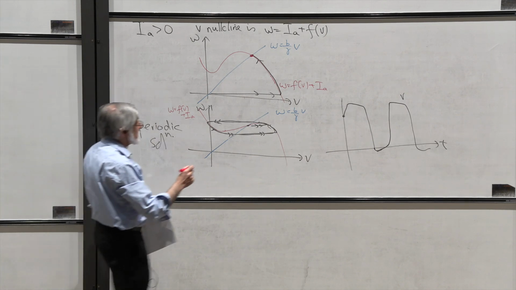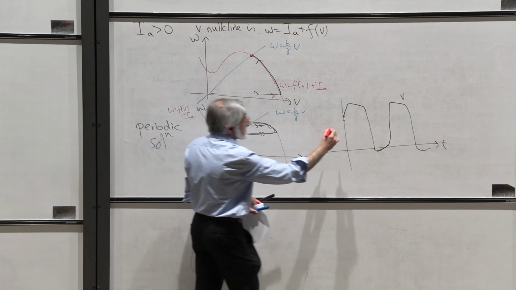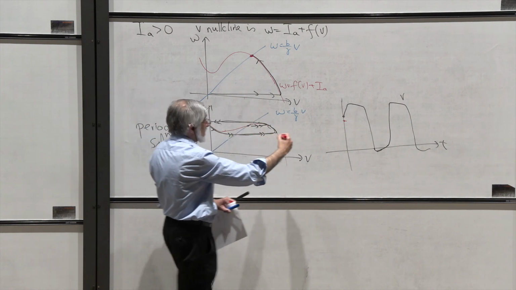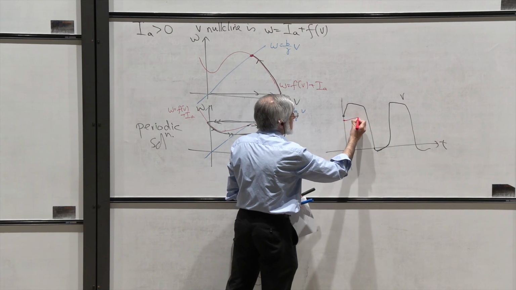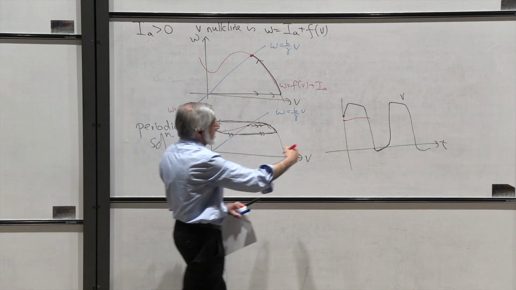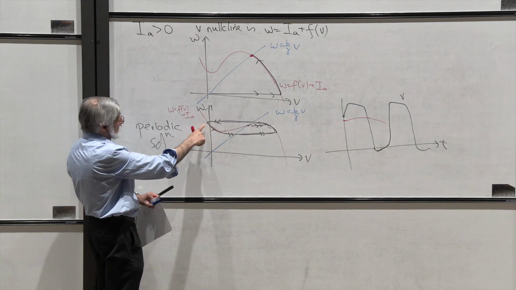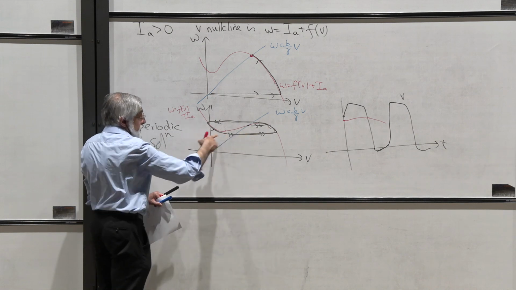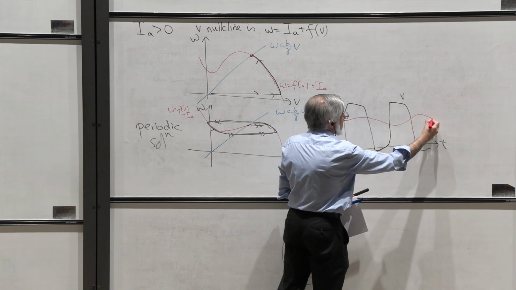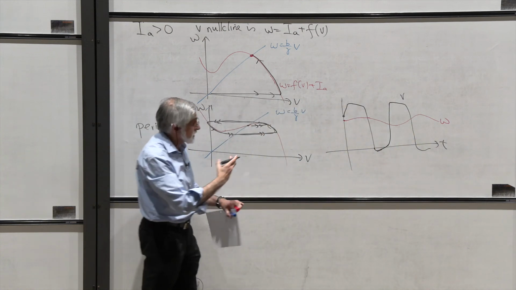Meanwhile, W maybe started here, stayed virtually constant during this one, then increased slowly, then stayed virtually constant in this one, and then decreased slowly, and then stayed, then decreased slowly, and then stayed virtually constant in that one. Then increased, then decreased, okay? And so we call this periodic firing.